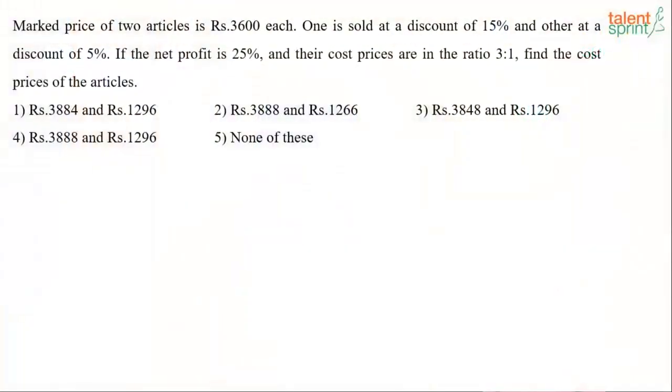Next question. Profit and loss. Try this out. Marked price of two articles is 3,600 each. One is sold at a discount of 15% and the other at a discount of 5%. If the net profit is 25% and their cost prices are in the ratio 3:1, find the cost price of the articles.